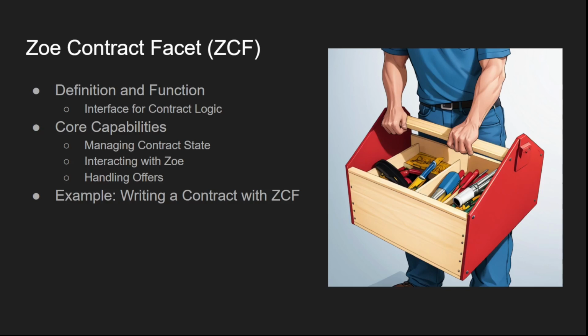Let's consider an example of writing a simple auction contract using ZCF. First, you define the initial state of the contract, such as the item being auctioned and the starting bid. Using ZCF, you set up a method to handle incoming bids. This method checks whether each bid meets the minimum bid requirement and is higher than the current highest bid.